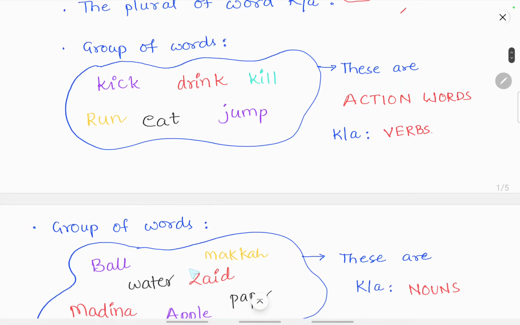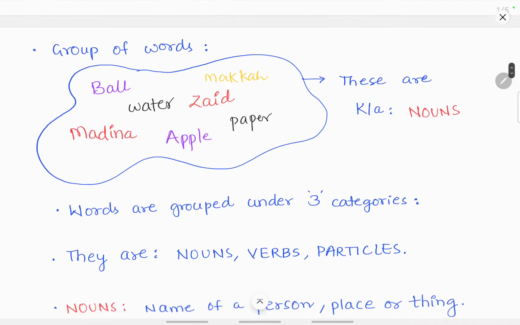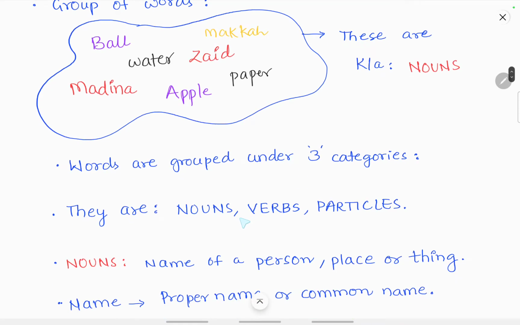Now coming to here we have got another group of words like ball, Makkah, water, Zaid, Medina, apple, paper. So these group of words are known as nouns. Words are grouped under three categories. They are nouns, verbs, and particles.